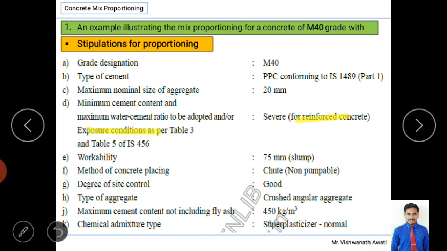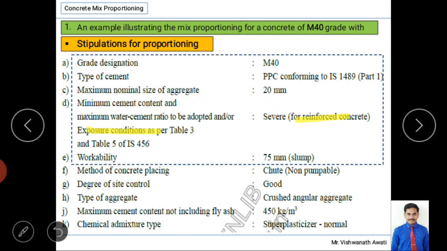But in this video, we are mainly focusing on these initial data: grade of concrete, type of cement, exposure condition, workability, and the remaining data we will see in the next videos, right? So very important, just remember, grade is M40, cement is PCC, nominal size of aggregate 20 mm, exposure condition severe, and reinforced concrete, and workability is 75 mm, right?